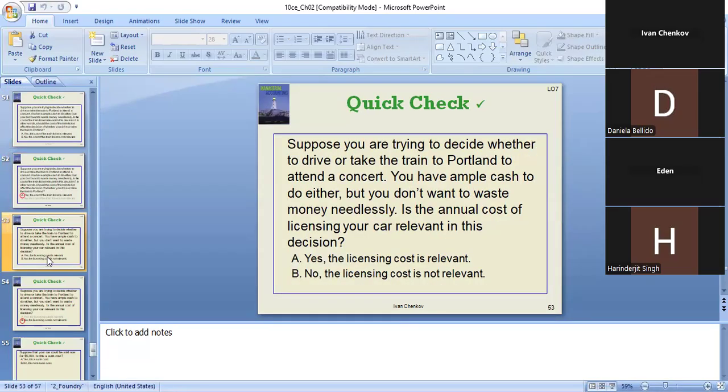So now, same thing. We decide to go with the train or the car, same way to Portland. Again, money is not our problem. Now the question is, is the annual cost of the insurance that we pay for the car relevant for our decision? I think no, because you cannot change it. That is correct. I cannot change that cost. I already paid for it. Regardless of whether I'm using it or not, nobody's going to give me the money back.